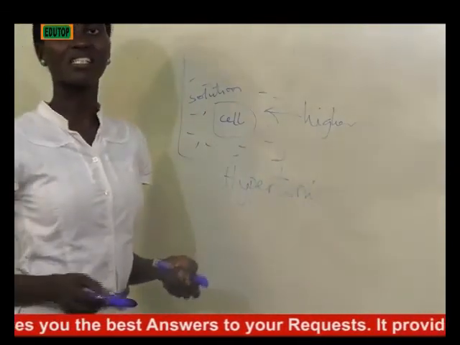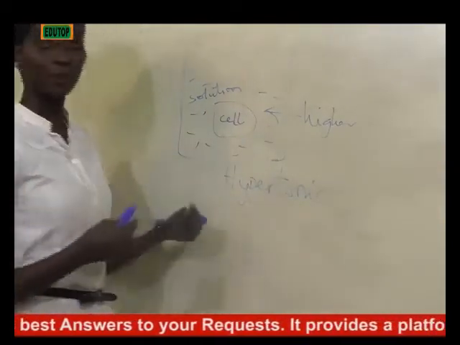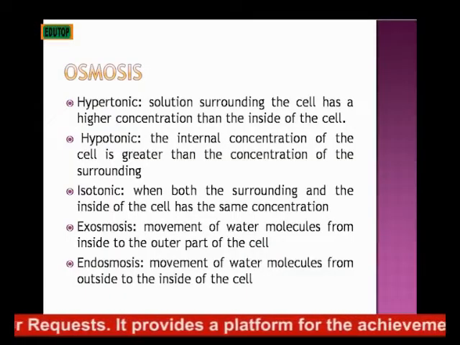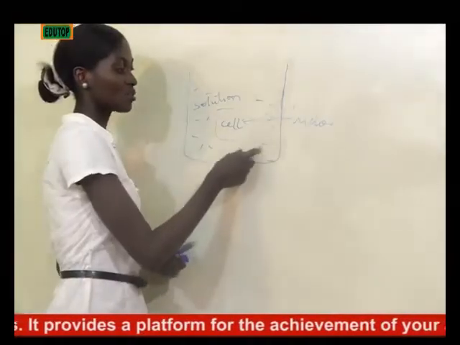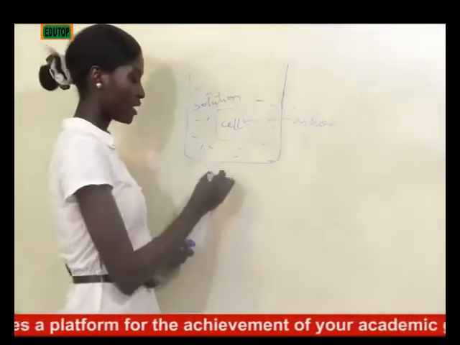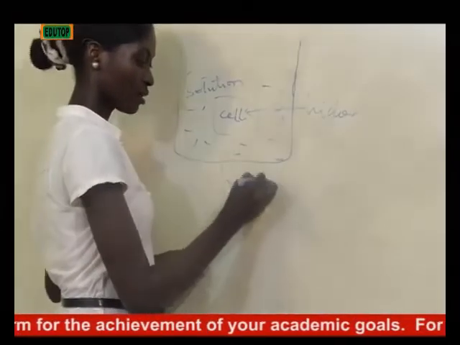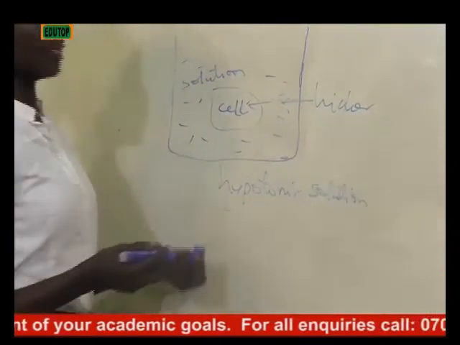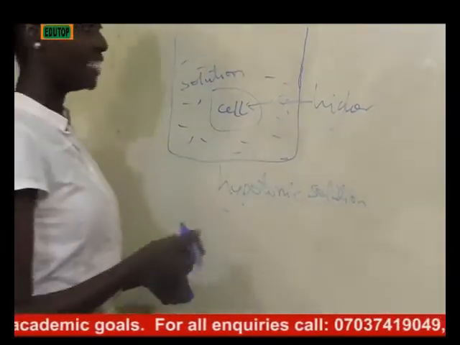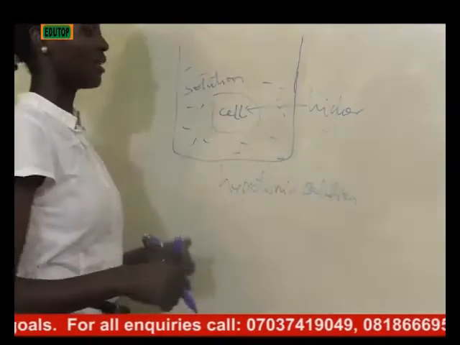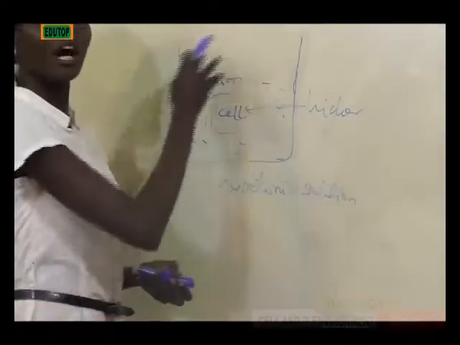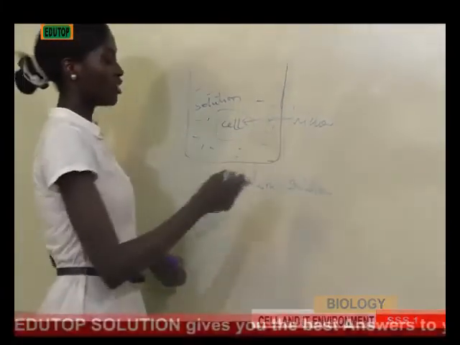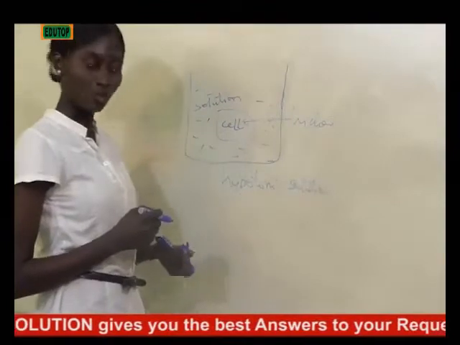The next is hypotonic solution. Hypotonic is just the opposite of hypertonic. When the concentration of the cell content is higher than that of the surrounding environment, you have what we call hypotonic solution. So look at it. The concentration of the cell being higher than the solution that surrounds it, that is when you have hypotonic. But when the concentration of the surrounding is higher than that of the cell, then you have hypertonic solution.